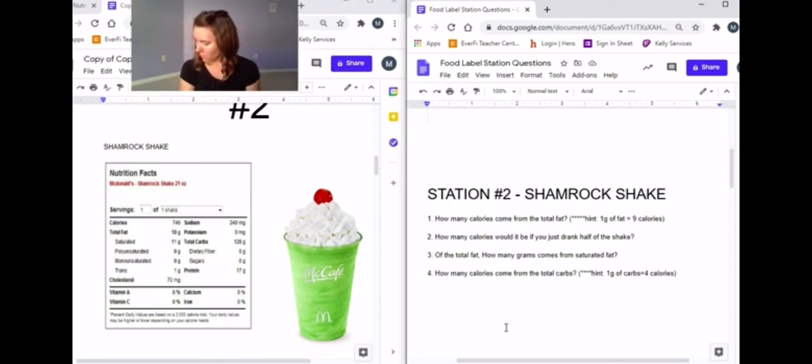But yeah, so hopefully at the end of this lesson, students would be able to understand nutrition labels and their contents and hopefully make healthier decisions when picking food items out.